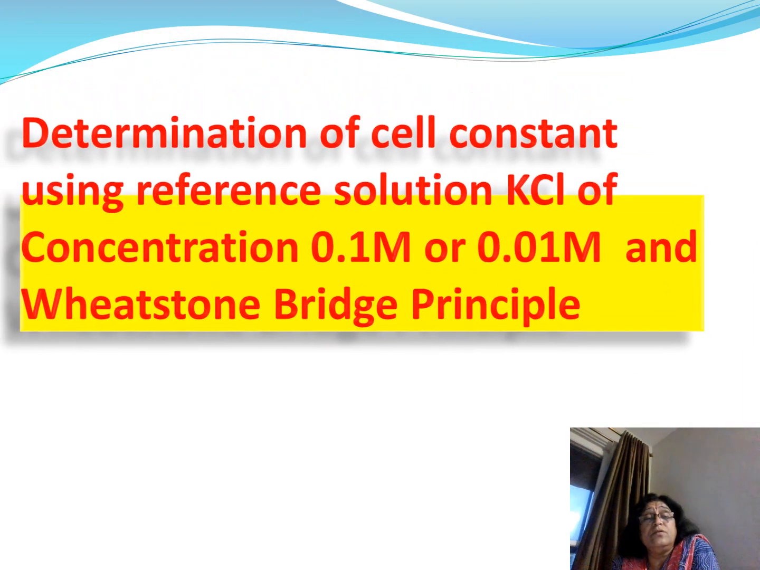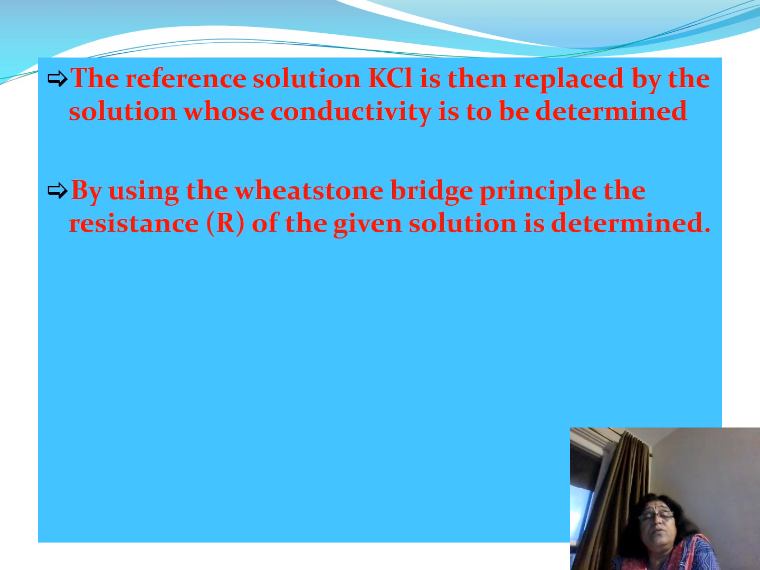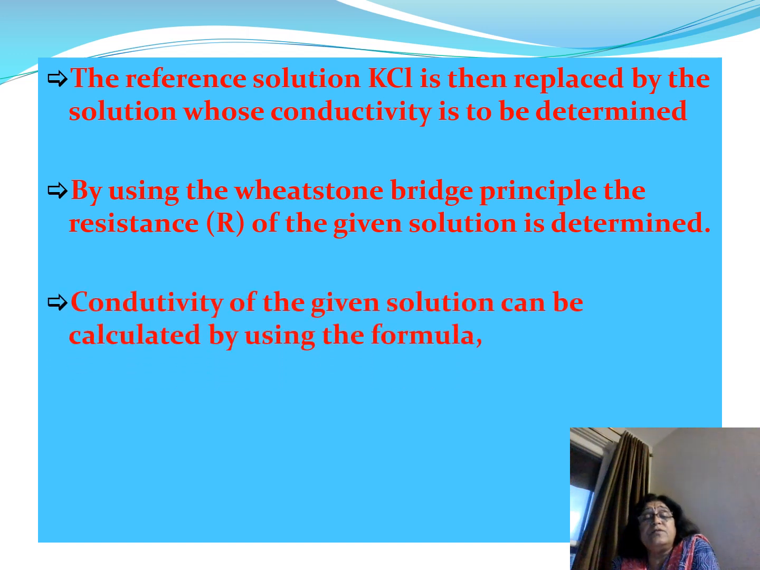Now determination of the conductivity of the given solution. After determination of the cell constant, the reference solution KCl is replaced by the solution whose conductivity is to be determined. By using the Wheatstone bridge principle, the resistance of the solution is determined. Conductivity of the solution can be calculated by using the formula K is equal to B upon R. B is what? Cell constant. R, the resistance of the solution, you have found out. So B upon R will give you the conductivity. Cell constant is denoted by B, that is L upon A, length of the electrode upon area of the electrode. It is also represented by G star.